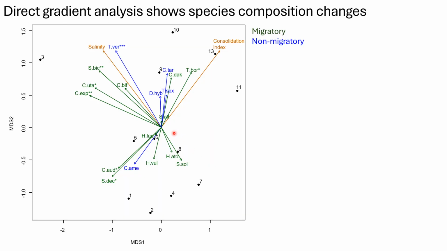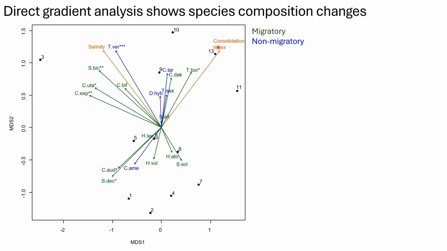So after we had finished identifying and counting all of our water boatmen, we used a direct gradient analysis to test how species composition changes along our consolidation index gradient, which is our measure of pond consolidation. We also included salinity because we thought this was an important covariate, because it is known to drive species composition changes. So we wanted to be able to separate out that effect from the effect of the consolidation index.